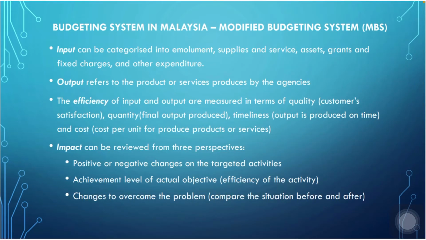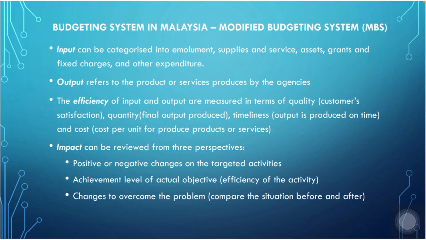So input can be categorized into emoluments, supplies and services, assets, grants and fixed charges and other expenditure. For output, it refers to product or services that are produced by the agency. And the efficiency of input and output are measured in terms of quality. Yang tu paling penting, quality, bukan quantity. Kita go for quality. Quantity is second, then timeline, masa and also cost.